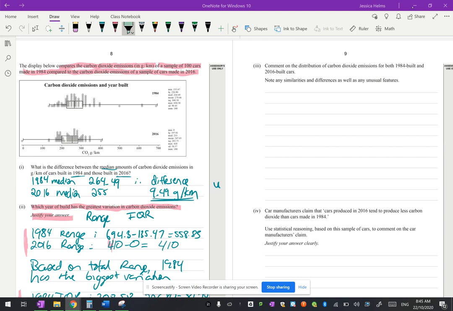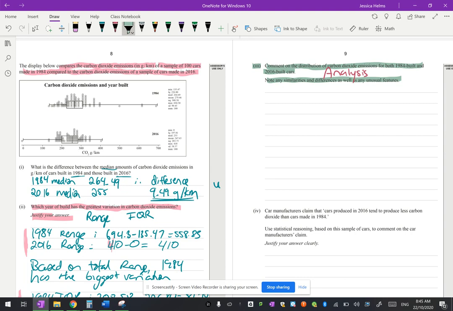Okay, question 2b, part 3. Comment on the distribution of the carbon dioxide emission for both 1984 built and 2016 built cars, and note any similarities and differences as well as any unusual features. So this question is basically an analysis. So we're looking at the box plots and dot plots over here of 1984 and 2016.